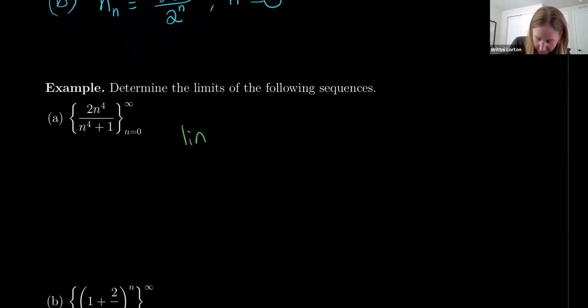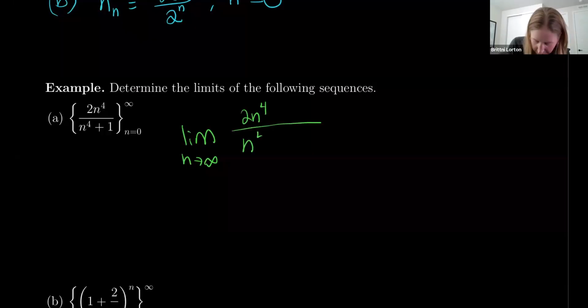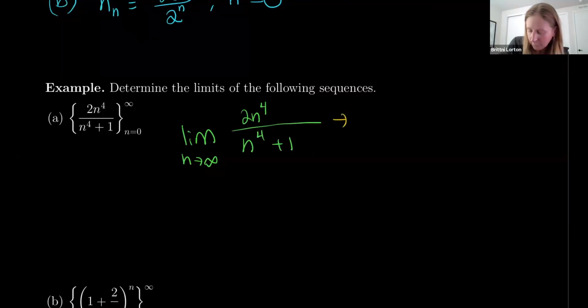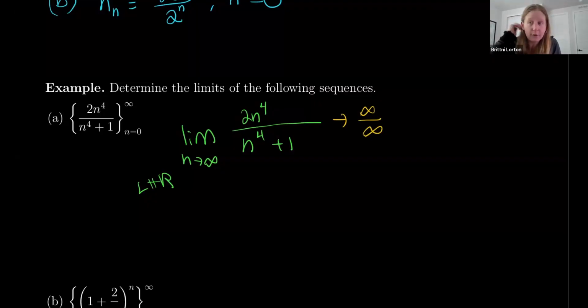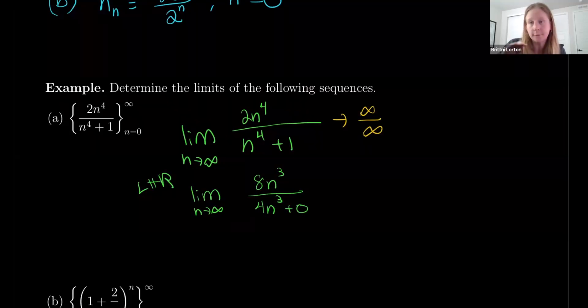Take the limit as n goes to infinity of 2n to the 4th over n to the 4th plus 1. From Calc 1, you can see I ended up with an infinity over infinity. So I can do L'Hopital's rule. This is still Calc 1 type of stuff. All the limits that you learned in Calc 1 are still true. If you have an infinity over infinity, that means you can take the derivative of the top and bottom separately, not the quotient rule, the derivative of the top and bottom separately. And then you can simplify.